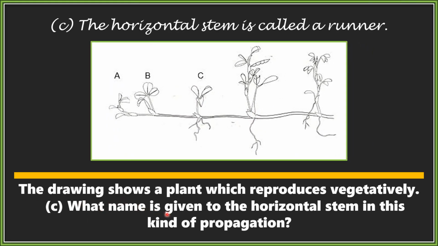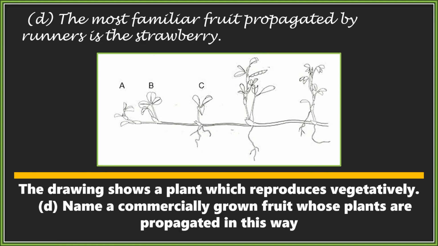C. What name is given to the horizontal stem in this kind of propagation? The horizontal stem is called a runner. Name the commercially grown fruit whose plants are propagated in this way. The most familiar fruit propagated by runners is the strawberry.